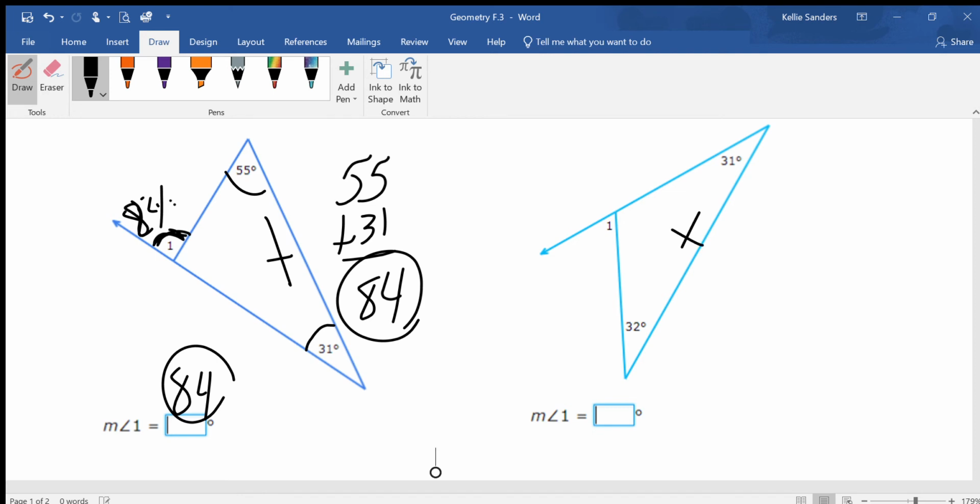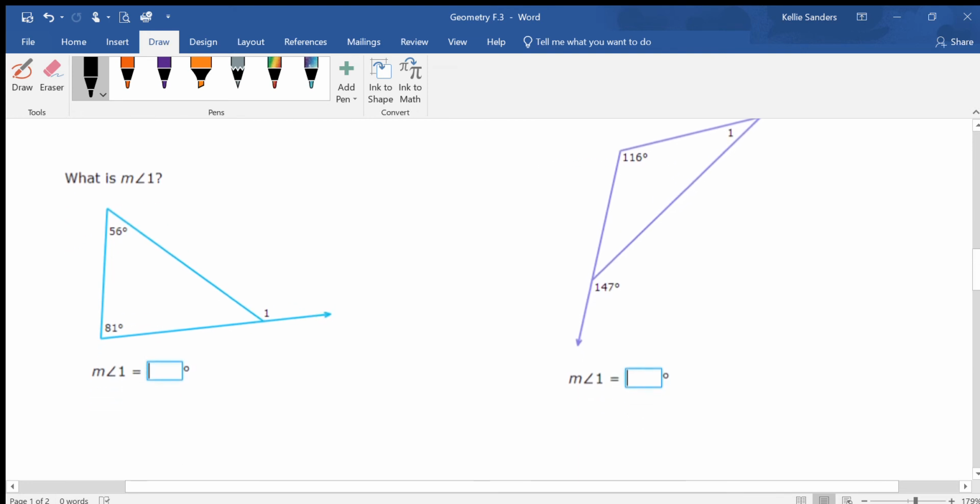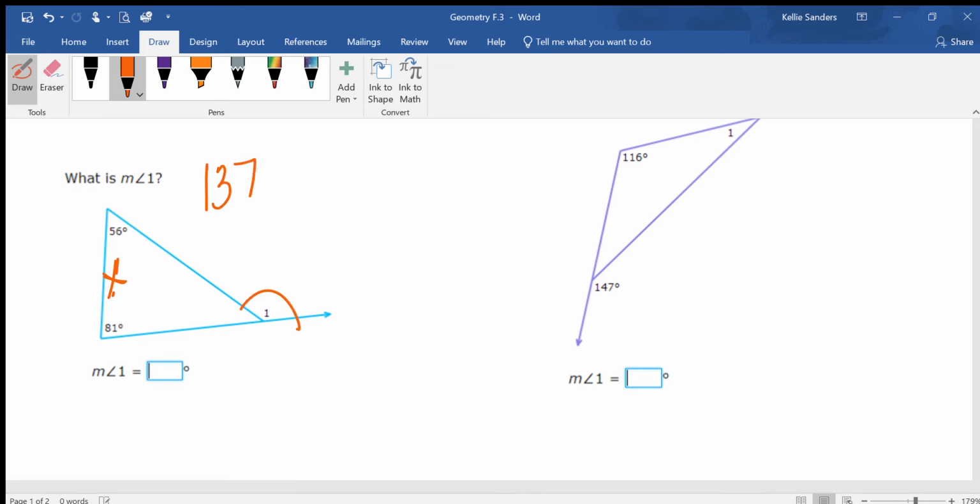These two add up to be 63. So this is 63, and that is 63. If I add these up, I get 137. So this angle right here is 137 degrees wide.